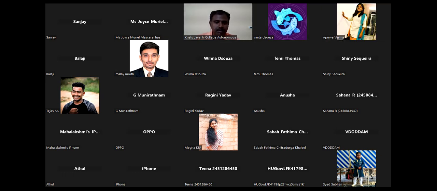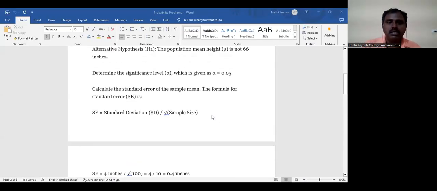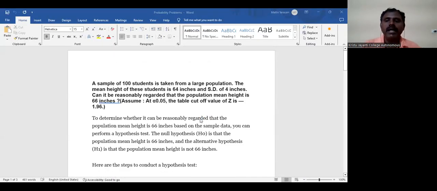Okay, there is another problem. It is also related to probability, but here it is testing of hypothesis. Hypothesis is nothing but the basic assumptions about a particular problem, or we can say particular issues. For example, a certain accident is happening.